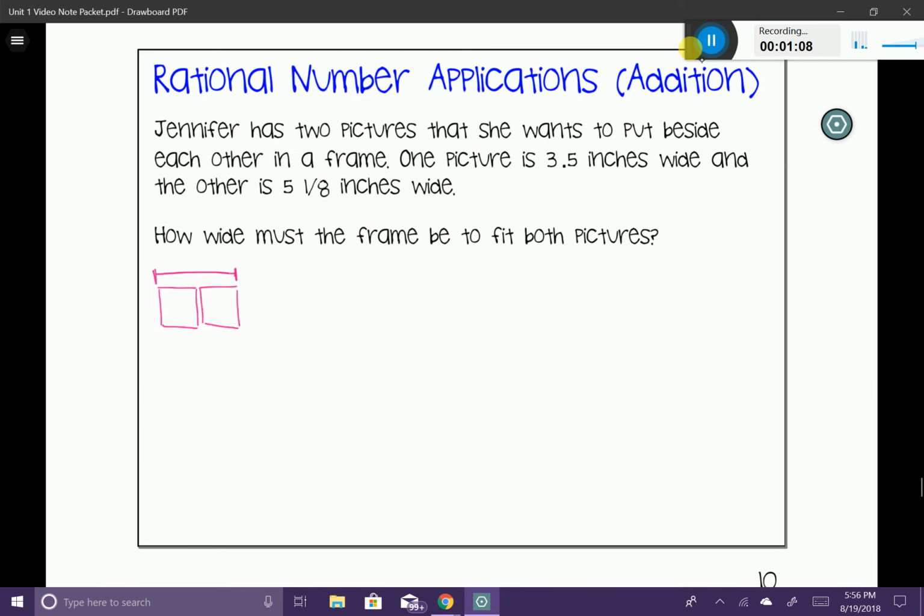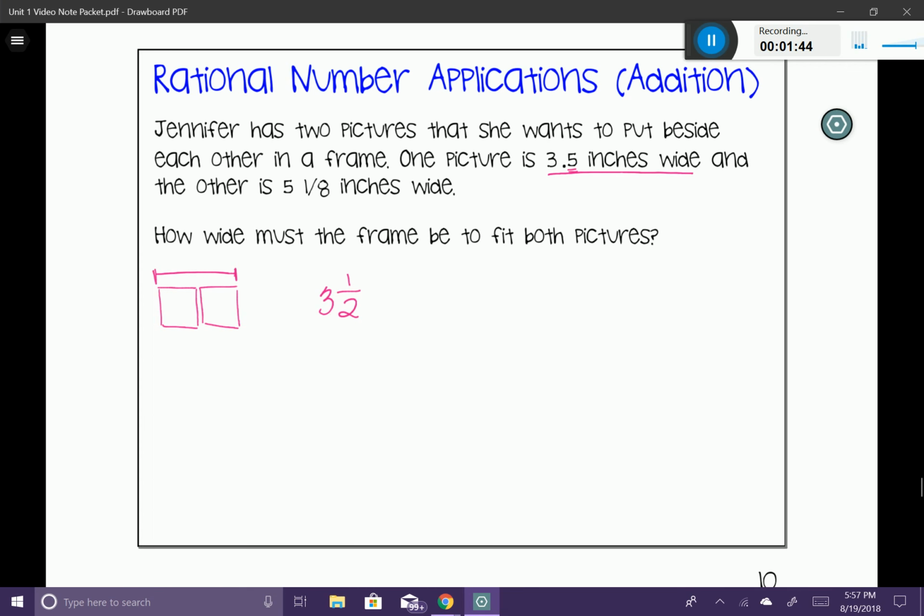It says that one picture is 3 5/10 inches or 3.5 inches wide. So what I want to do with that number, for the purposes of this example and showing you how to work with these rational numbers, is change it into a fraction. We know that the 0.5 on this number indicates that it's a half, right? So couldn't we rewrite 3.5 as 3 1/2, just like this? Yeah, they're equivalent rational numbers.